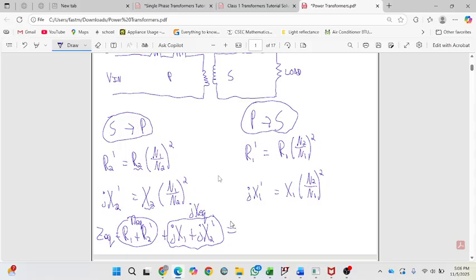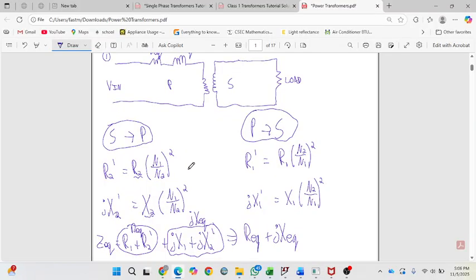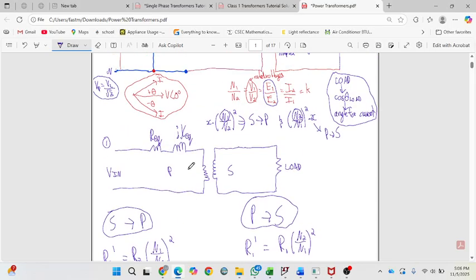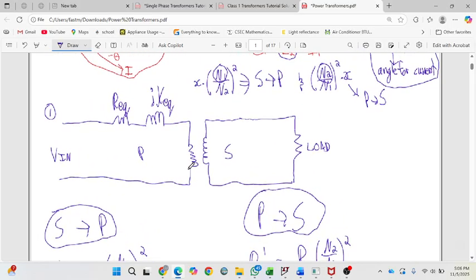So on the output, you're just going to end up with an R equivalent plus a jX equivalent because they're just summing. And it doesn't really matter what side they're going on to. Once you refer it properly, just add it up. And you just end up with one resistance and one inductance, which is the equivalent impedance on whatever side it is. Okay, so hope that was helpful.